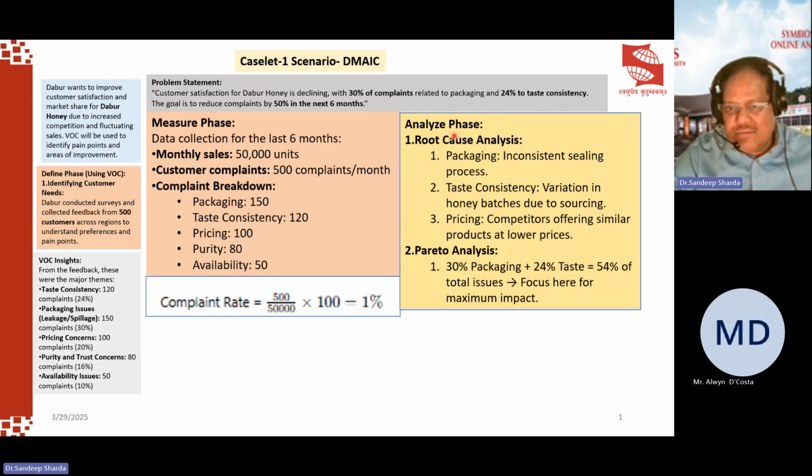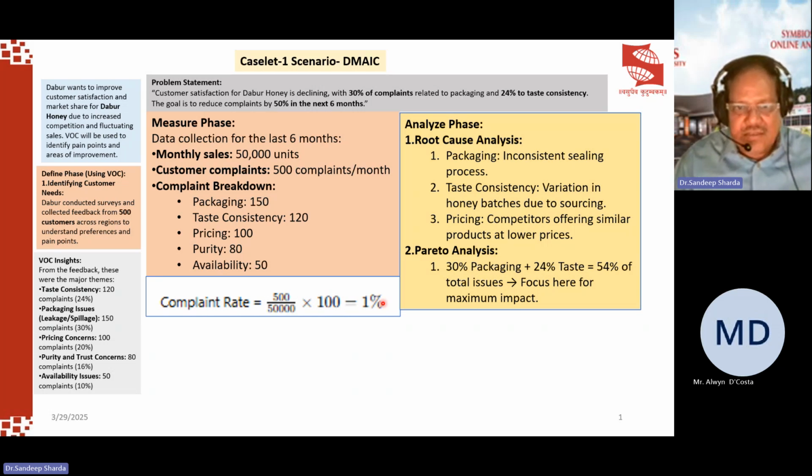So we'll go to the analyze phase. This is a root cause analysis. Packaging: inconsistent sealing process. Taste consistency: variation in the honey batches due to the sourcing. Pricing: competitors offering similar products at lower prices. Based on the Pareto analysis, 30% packaging plus 24% taste, 54% of the total issue. Focus here is on the maximum impact. So complaint rate will be 500 upon 50,000 multiplied by 100. That is 1%.